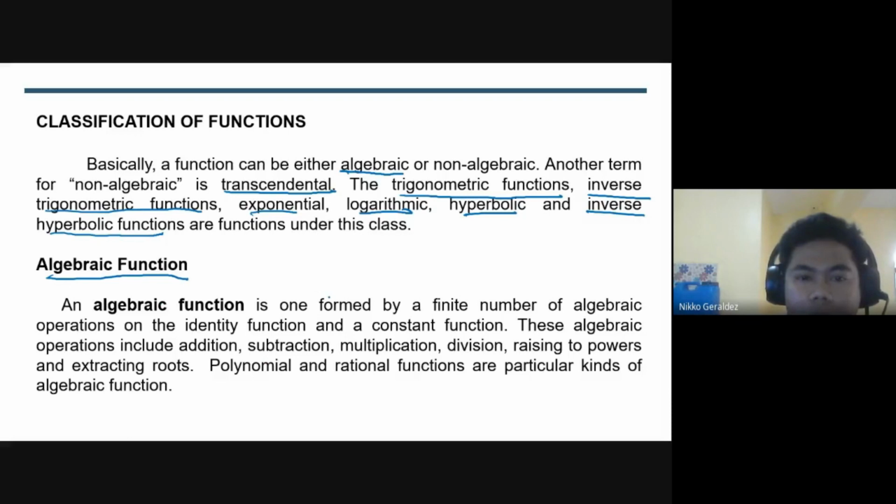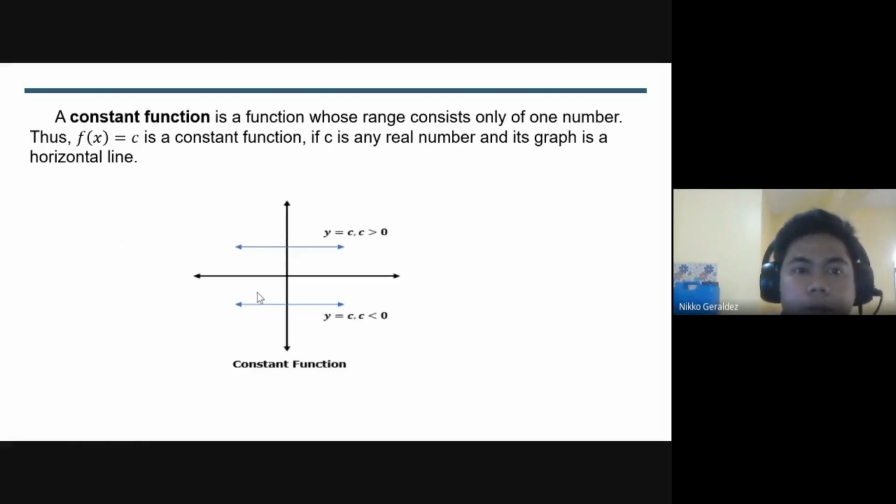An algebraic function is one formed by a finite number of algebraic operations on the identity and constant function. These algebraic operations include addition, subtraction, multiplication, division, raising to powers, and extracting roots. Polynomial and rational functions are particular kinds of algebraic functions.